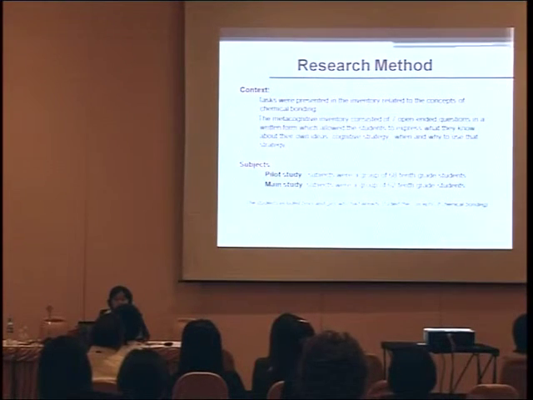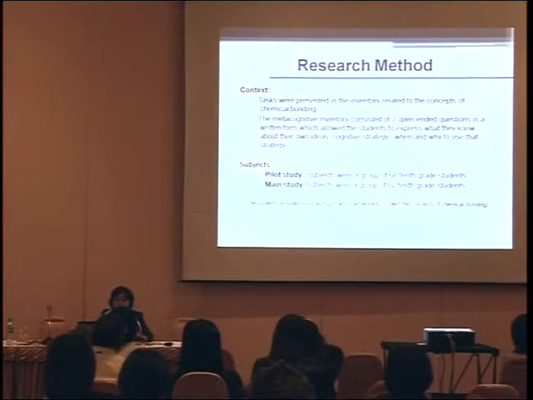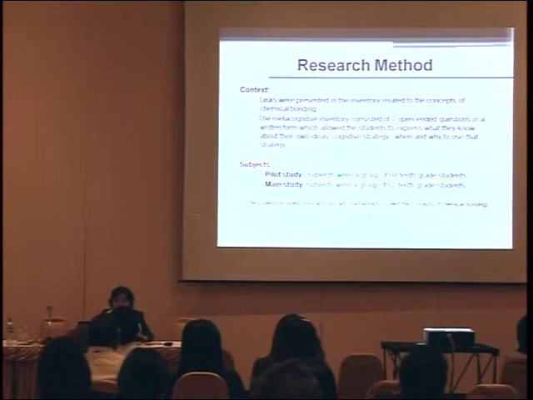Our task: first we give students a task related to chemical bonding concepts, and then we ask them what the task related to and what strategies they use, when and why they use these strategies. So please explain why. The total metacognitive inventory consists of 7 open-ended questions in a written form. This form allows the student to express their ideas, what they know about their own ideas of chemical bonding, and the cognitive strategies they use, when and why they use those strategies.